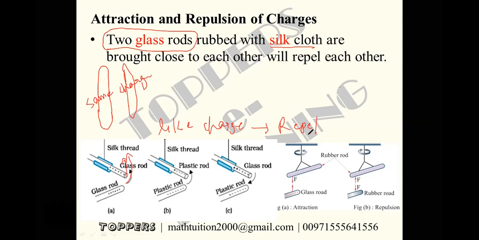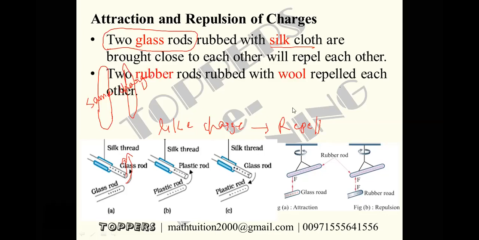Right? Similarly, two rubber rods, plastic or ebonite rubber rod, rubbed with wool. We are rubbing them with wool. So with these two rubber rods, when you are rubbing with wool, what will happen? These two rubbers will get the same charge.